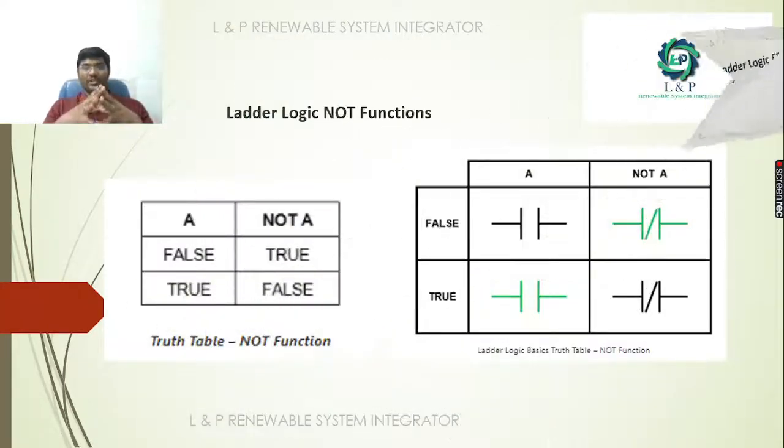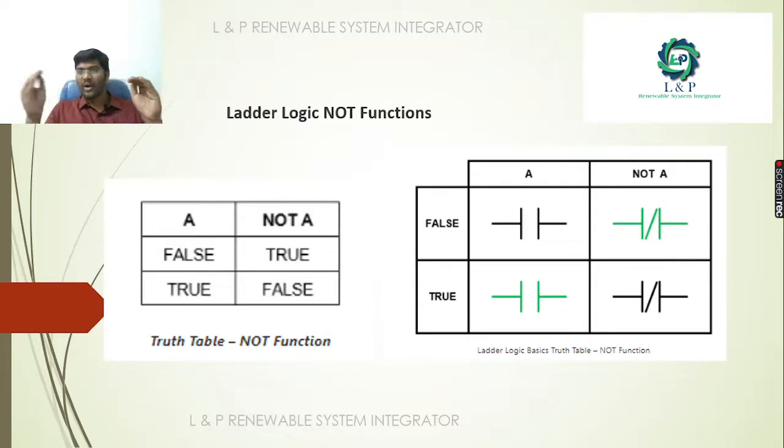And how the NOT function works, we all know. Whatever we give, it will be the opposite. If we give a 0, it will be 1. If we give 1, it will be 0. So this is how a NOT function works. Same for a true or false statement. If we give false, it will be true. If we give true, it will be false. This is how it will work.